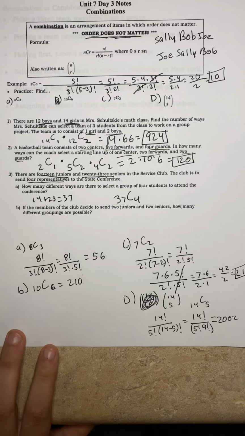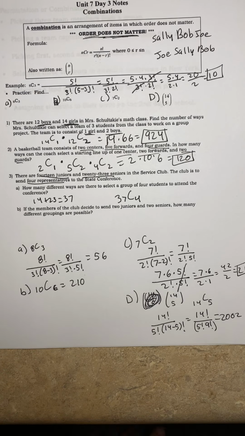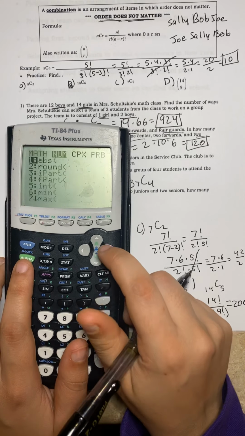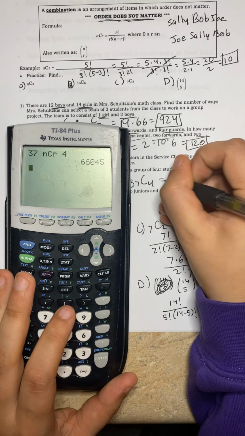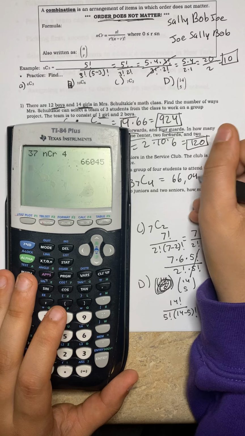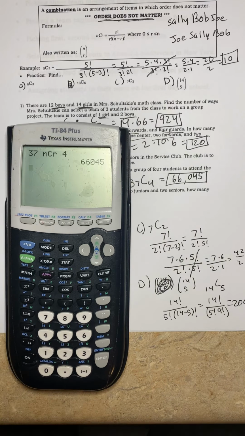So when it doesn't matter what they are, whether they're senior, junior, freshman, sophomore, whatever, we are using the total of them. So 37, math, go over to our combination again. And we want to choose 4 of them. So that means I have 66,045 different combinations that I could use. Okay.